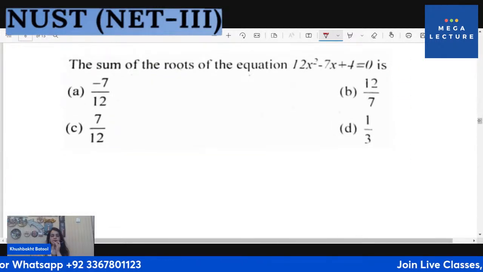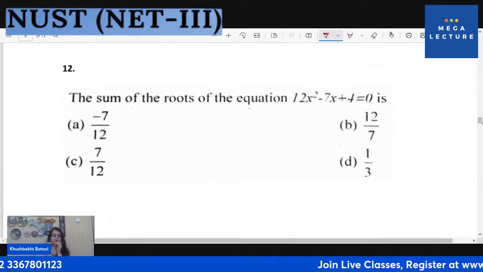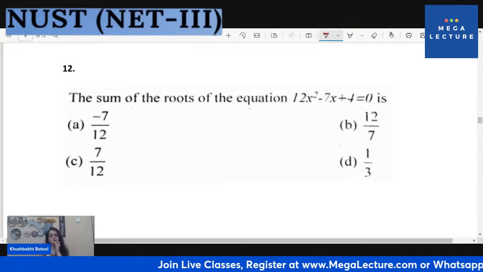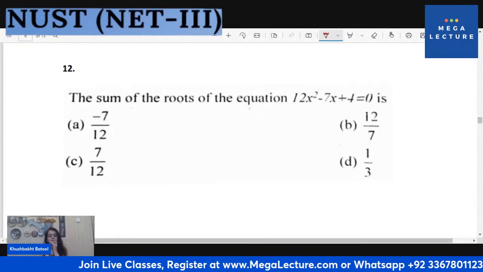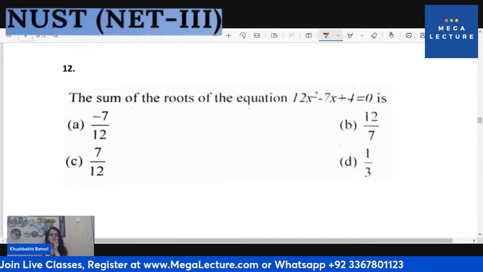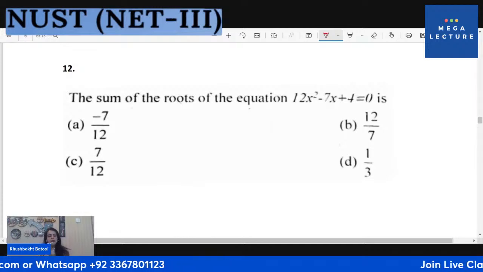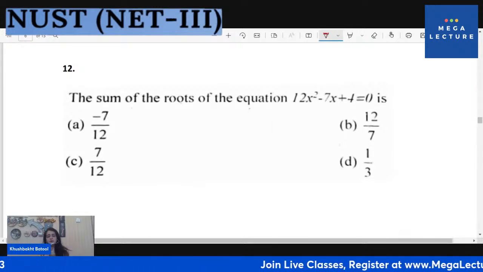All right, let's talk about the next one. Now the question is about the sum of the roots of the equation 12x squared minus 7x plus 4 equals 0. Again, the question is of similar type. You can either find the roots and then find the sum. This would take a lot of time. A better approach of doing this question could be that you use the direct formula.